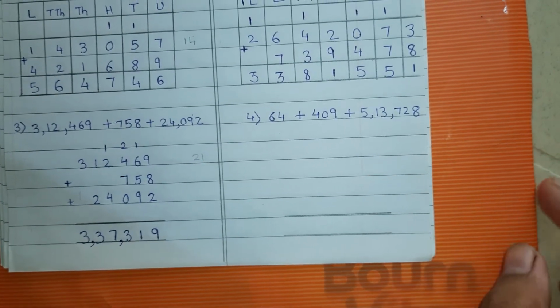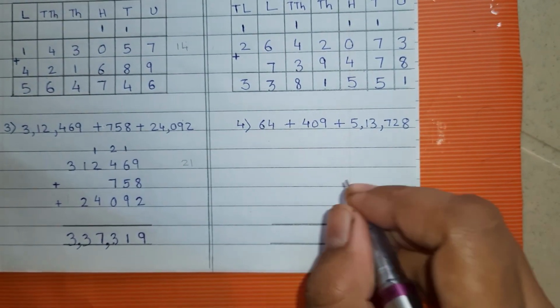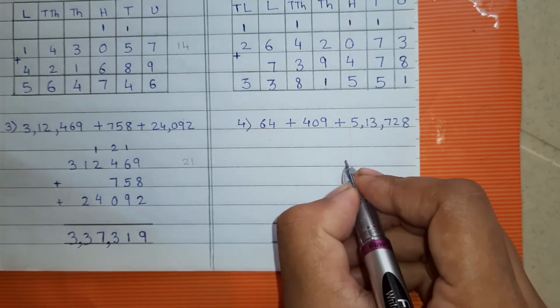Now the next one. First number is 64. So we will write down 64.